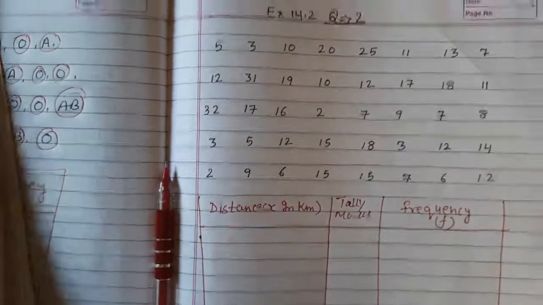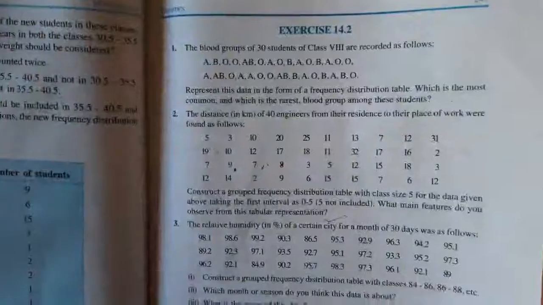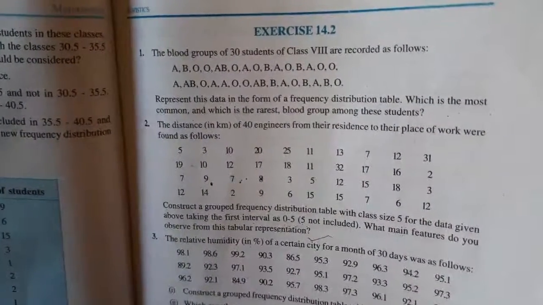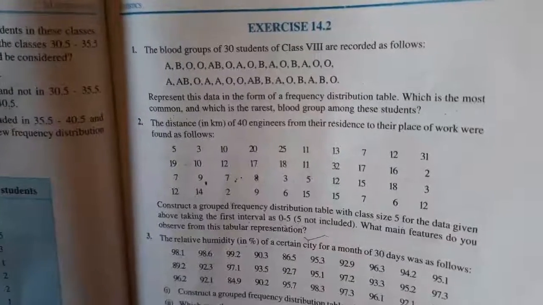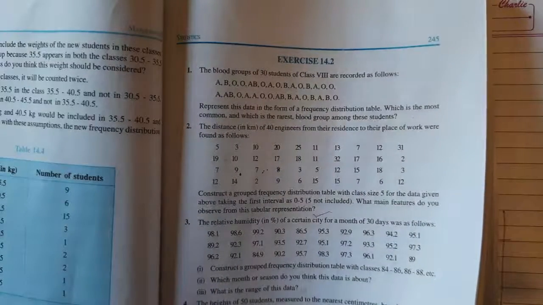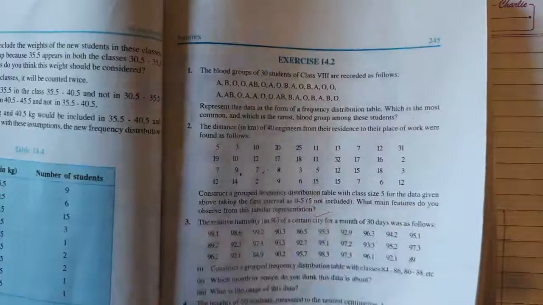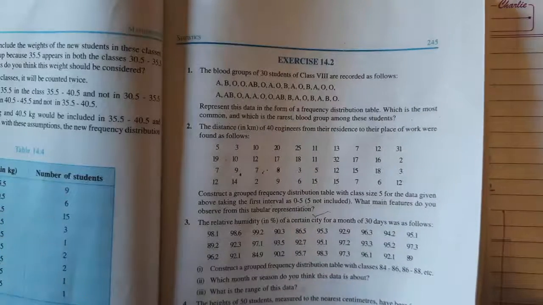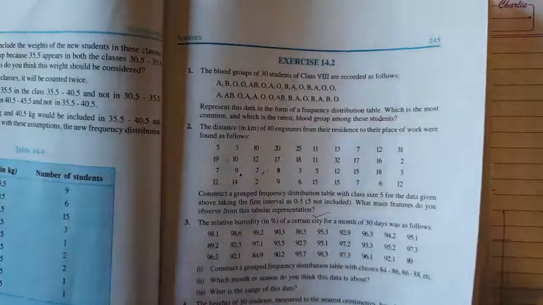So now in question number 2, first we will see what the question is. The question is: the distance in kilometers of 40 engineers from their residence to their place of work were found as follows. So these observations are the distance covered by the 40 engineers from their residence to their workplace. Now we have to make a grouped frequency distribution table for the given observations. Children, there is a confusion about when we have to make a grouped frequency distribution table and when we have to form the ungrouped.